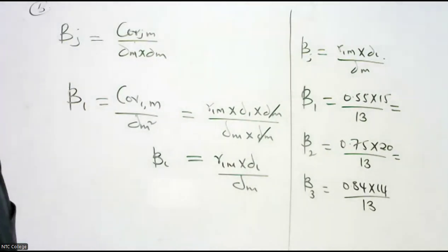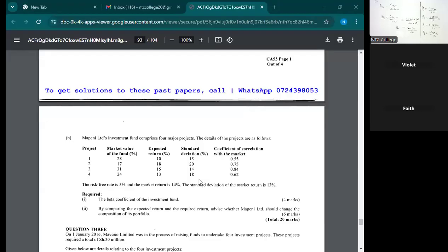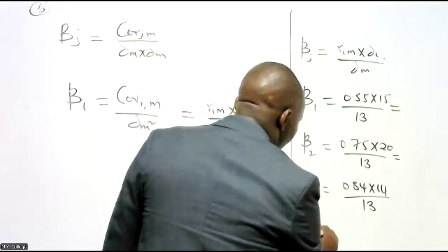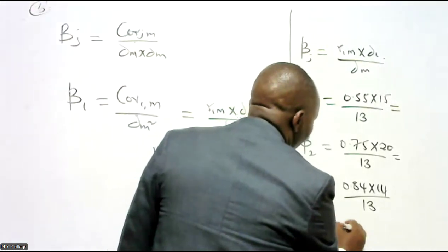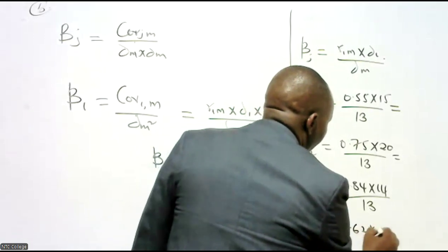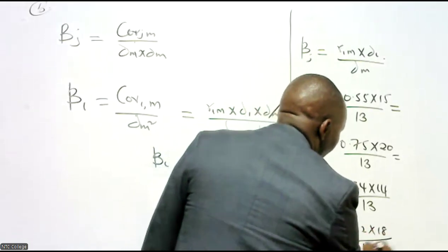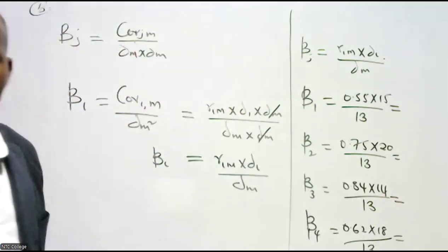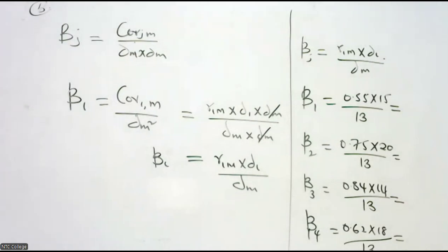Then the last one, I hope you are giving me the answers, please. The last one is 0.62 times 18 all over 13. So that is B4 is equal to 0.62 times 18 all over 13. Give me the answers, please. That is all that you are required to do.